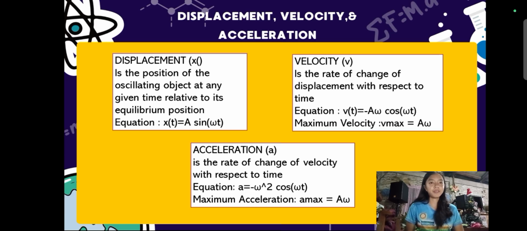Next is maximum velocity. How do we find the maximum velocity? We have v max equals A omega. Next is the acceleration, which is the rate of change of velocity with respect to time. The equation to find the acceleration is a equals negative omega squared A cos of omega t. The maximum acceleration is a max equals A omega squared.